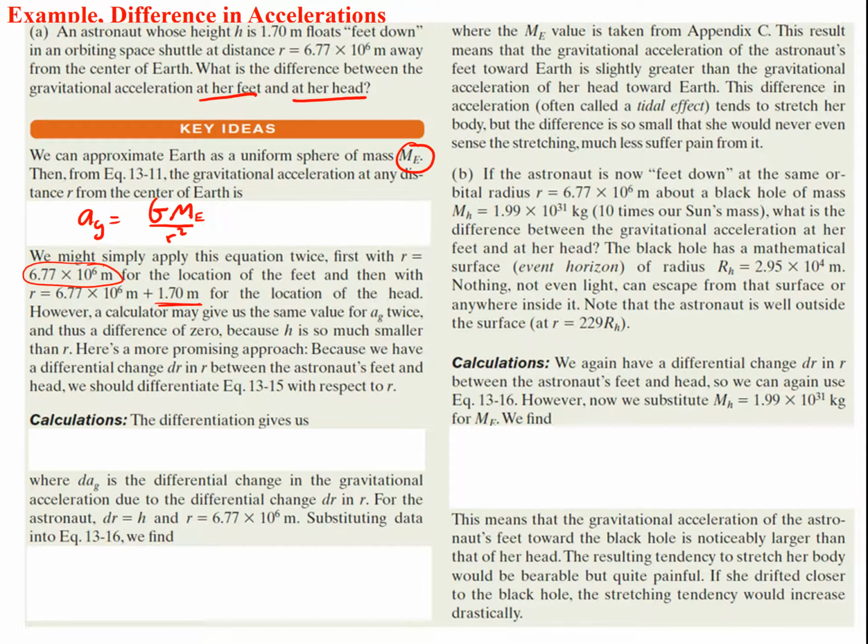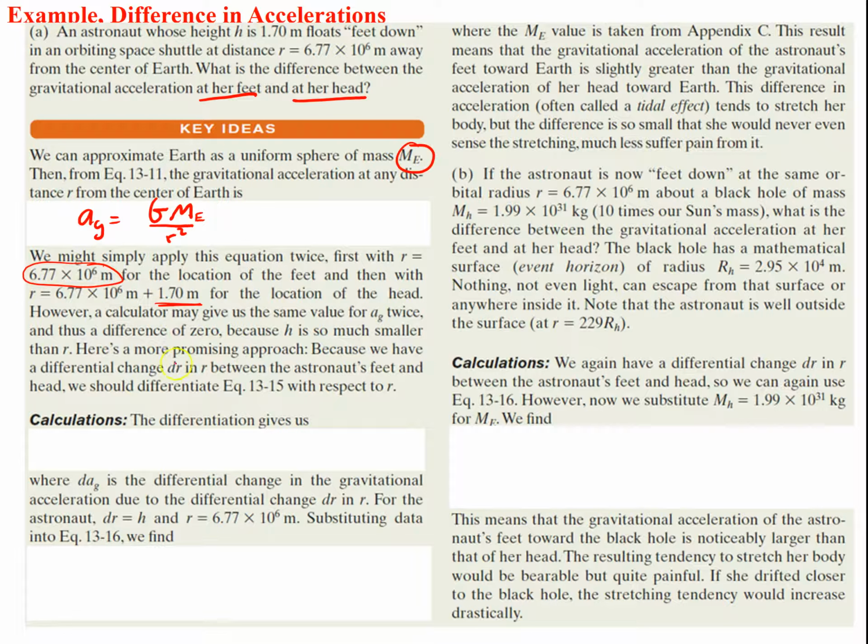So because h is so much smaller than r, this value here is so much smaller than here. It's going to be really hard to accurately calculate that. But there's a more promising approach: because we have a differential change dr in r, between the astronaut's feet and head, we can differentiate the equation.